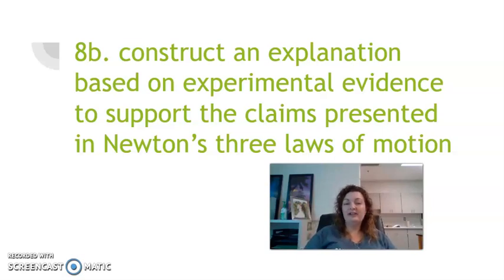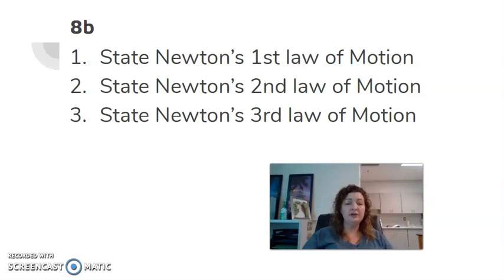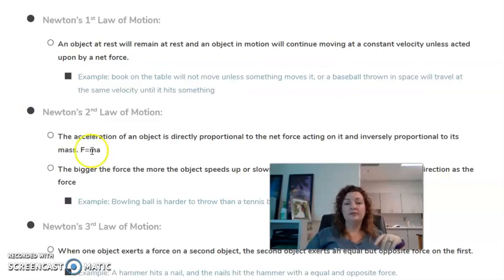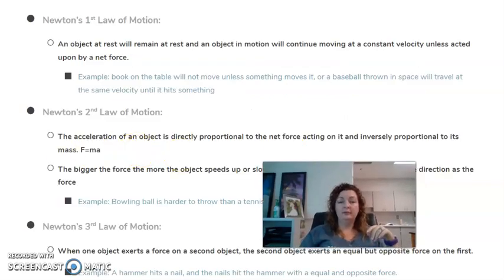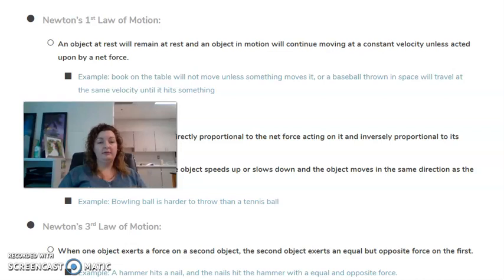So this is AKS Portfolio 8B. It says I can construct an explanation based on experimental evidence to support the claims presented in Newton's 3 laws of motion. So on your paper, it asks you first, state the laws. What are they, right? You can't do anything with them unless you know them. So here are all the laws, and we're going to go over one at a time, okay?